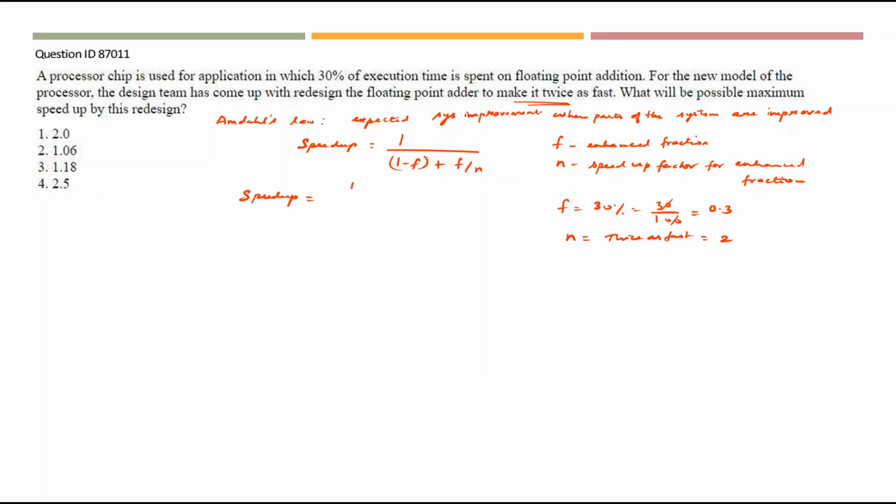Speed up is equal to 1 divided by (1 minus 0.3 plus 0.3 divided by 2). 1 minus 0.3 will give 0.7. 0.3 divided by 2 will give 0.15. 0.7 plus 0.15 will give 0.85. You will end up with 1.1765, which is approximately 1.18. Option number 3 will be the right answer.